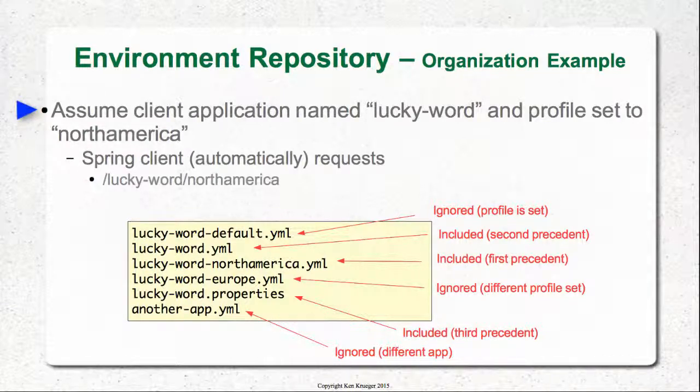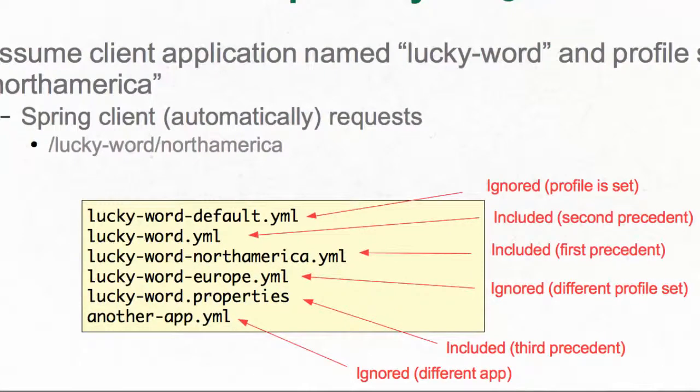Let's assume that I have a client application, and I have named it Lucky-Word, and I have activated a profile of North America. So when the application starts up, the Spring Boot client will make a request automatically, and it will actually ask for /Lucky-Word/North America. And you can try something similar to this in the upcoming exercise. Now, when the Spring Cloud Config server consults the files in the repository, it will look for files that match the application name and the profile specified. So let's take a look at these files.